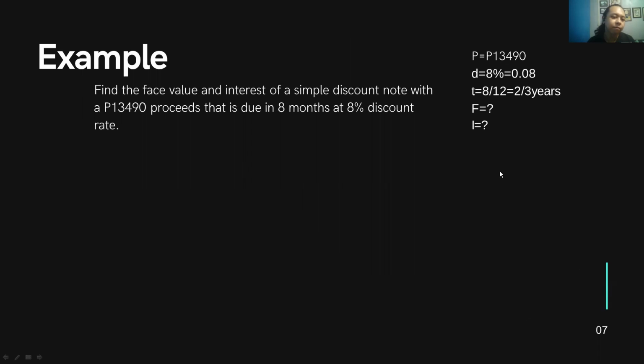Next example. Find the face value and interest of a simple discount note with a 13,490 proceeds that is due in 8 months at 8% discount rate. Again, the given proceeds is 13,490. D is 8% or 0.08. T is 8 months or 2/3 of a year, and the unknowns are the face value and the interest.